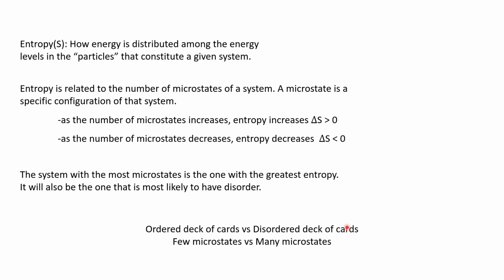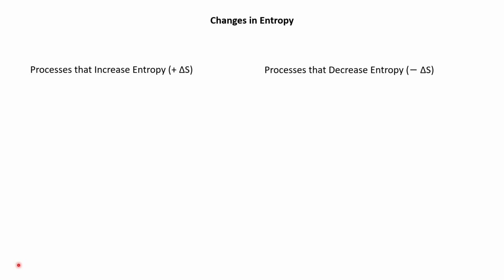What this means in terms of entropy is that your ordered deck of cards is going to have less entropy than your disordered deck of cards, which will have greater entropy. So while entropy isn't disorder specifically, it's very closely tied to it. So now let's consider different processes and see what the change in entropy is for that specific process.